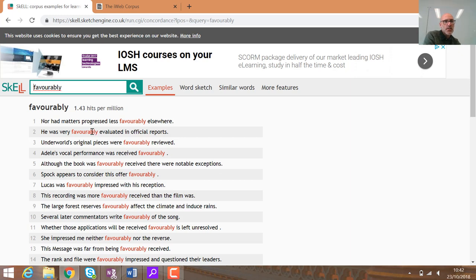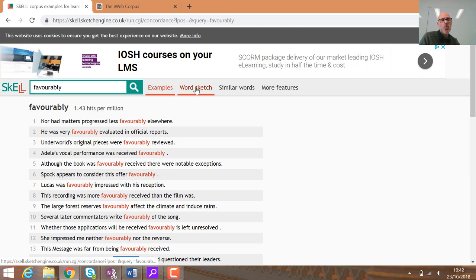We can see the kind of words appearing around favourably. Favourably is modifying a verb, obviously. Favourably evaluated, favourably reviewed, received favourably, favourably received. So we could start to see receive and favourably together. There's another one here, favourably received. Here's favourably impressed. There's another favourably impressed down here. So we could just notice patterns just by looking at these examples, and probably different learners will have different feelings about that, but I think it's quite effective.